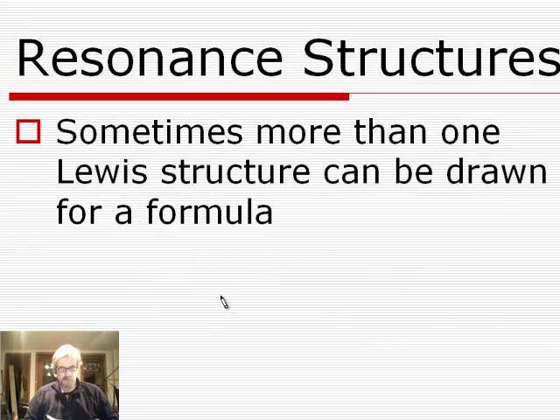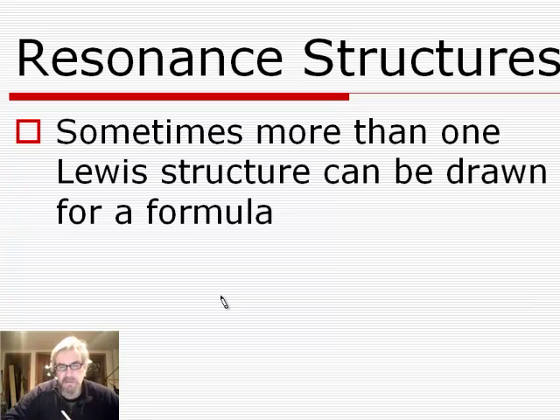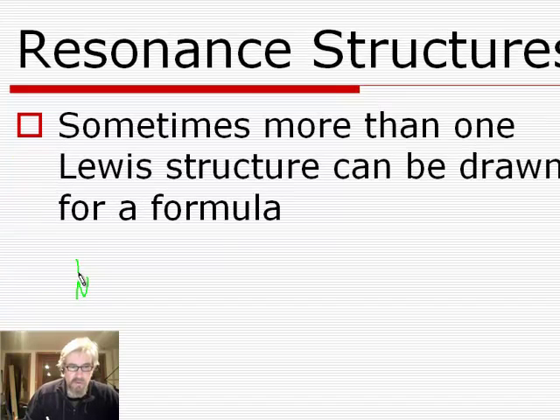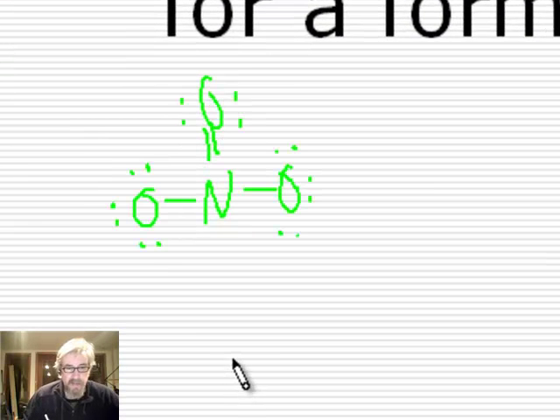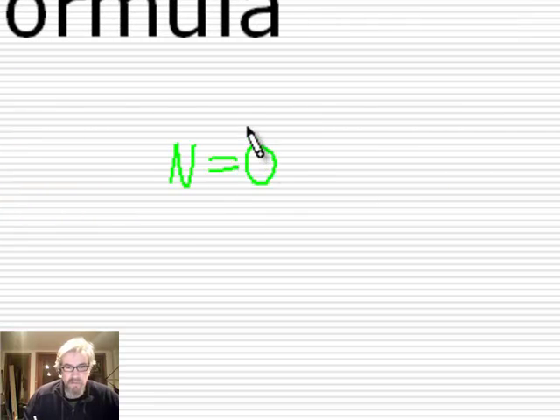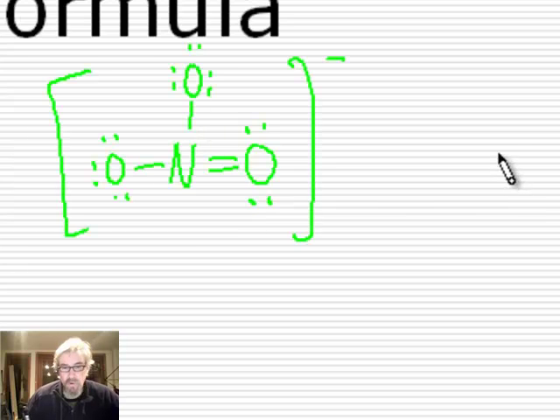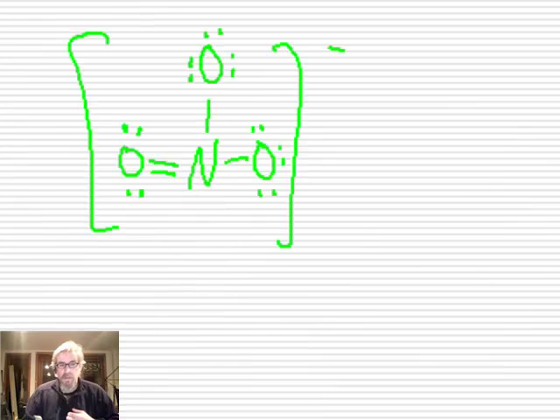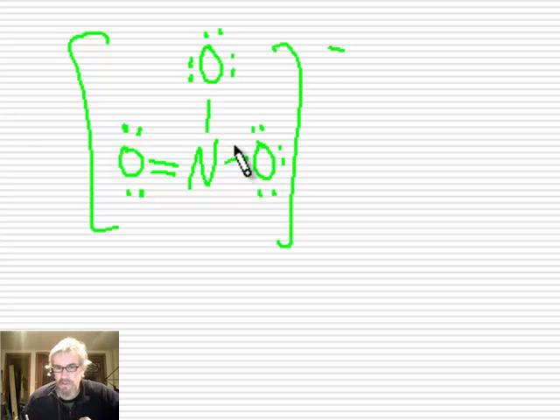Another thing that comes up, we saw with that nitrate that we drew. Sometimes you can draw more than one Lewis structure. When we did nitrate, we might have ended up with what we did. It looked like that. Or we might have chosen to draw it a different way. We might have drawn it this way. Or we might have chosen the third option. In all 3 of these cases, the only thing that's different is where the double bond is.